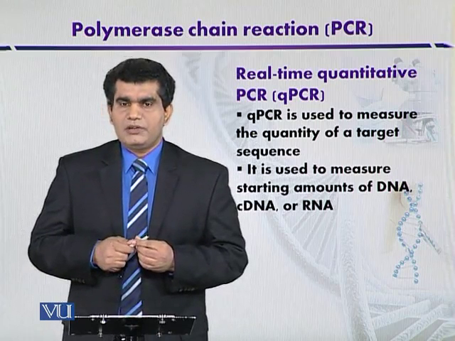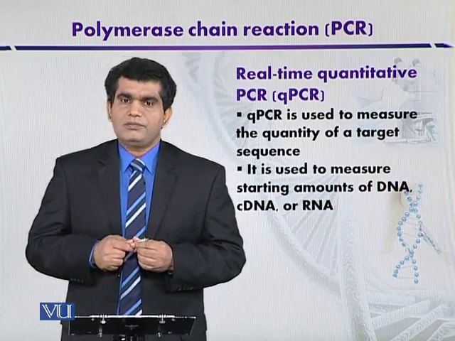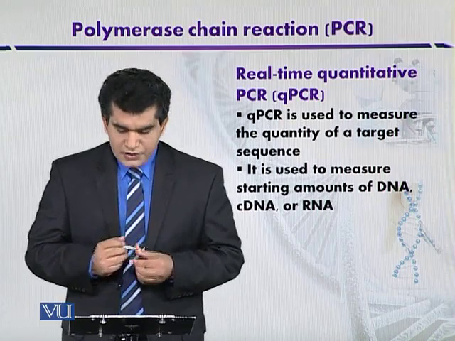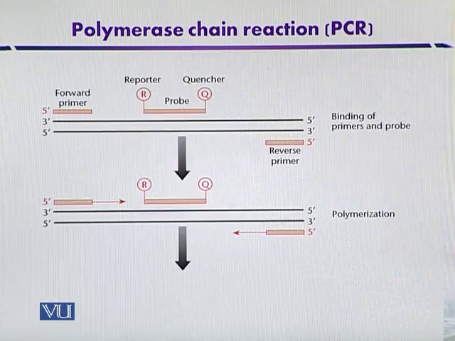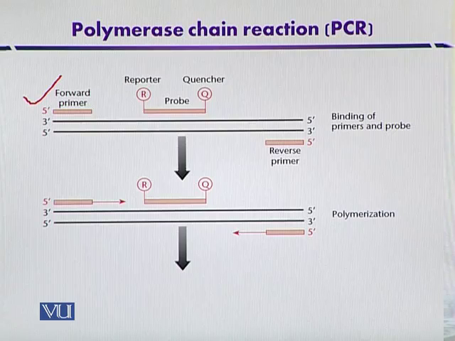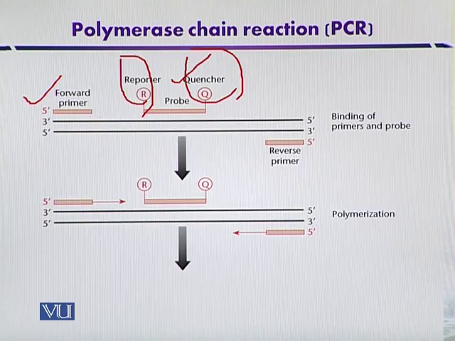So what is the basic mechanism in the case of quantitative PCR? Here in this diagram, you can see the primer at the 5' end or 3' end with the template DNA, and the probe is binding here. It has a reporter system at the 5' end and a quencher at the 3' end of the probe. Now, if polymerization occurs, then what will happen?